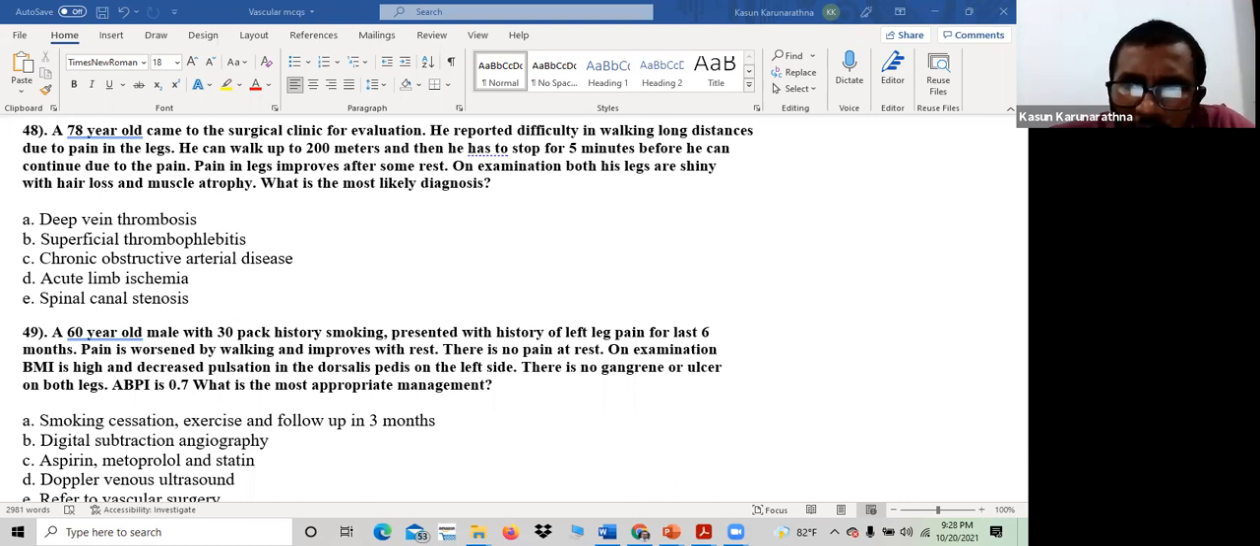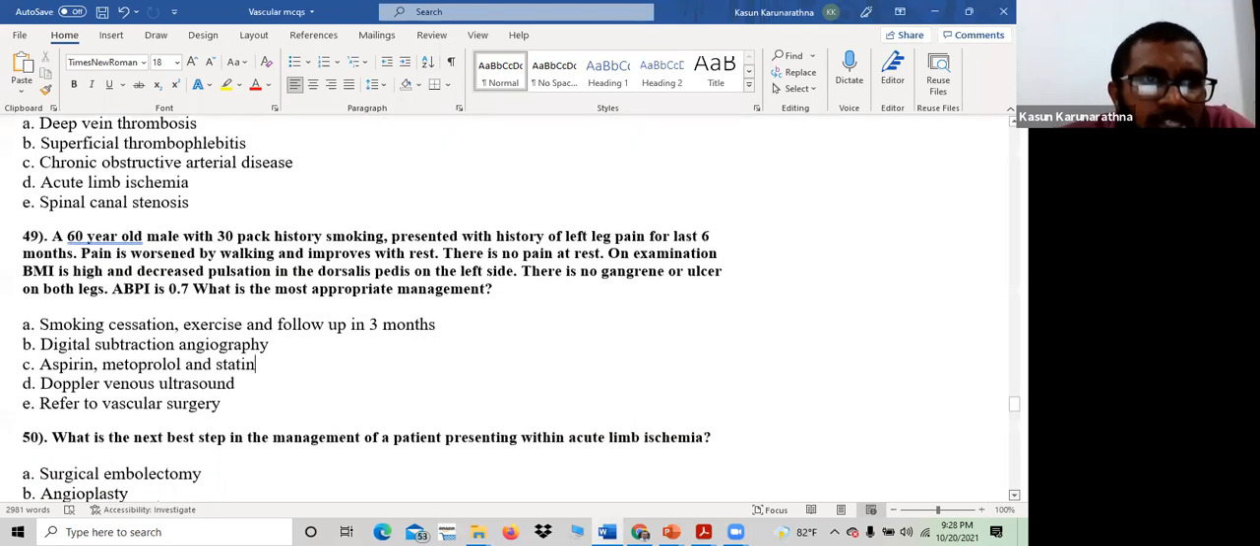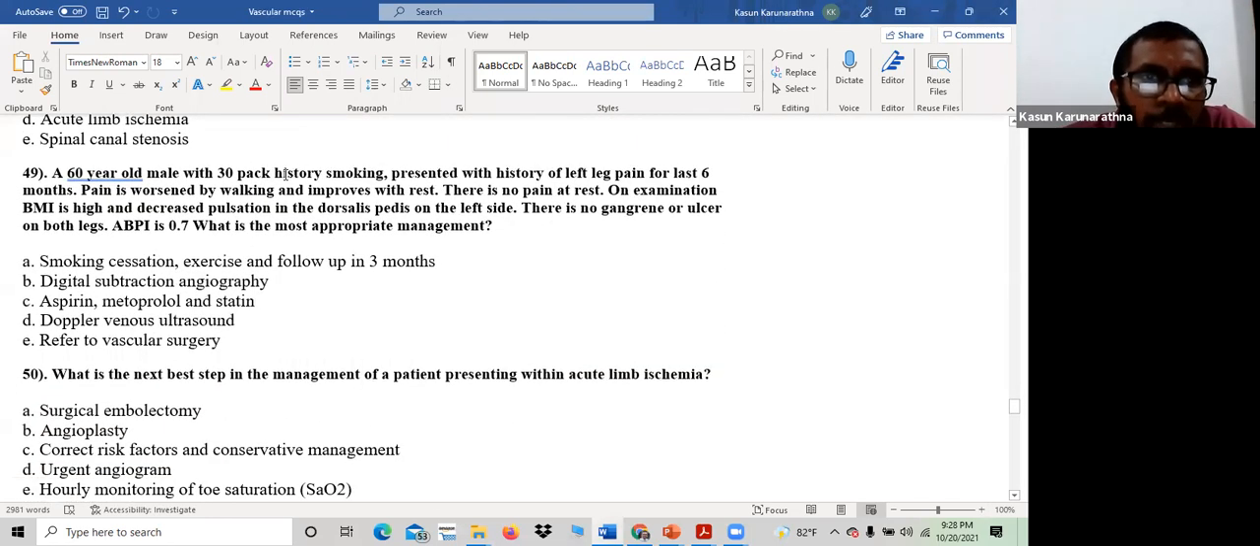Then we move on to question number 49. A 60-year-old male with a 30-pack-year history of smoking presented with leg pain for the last 6 months. Actually, calculating pack years, right? The pain is worsened by walking and improves with rest. There's no pain at rest.